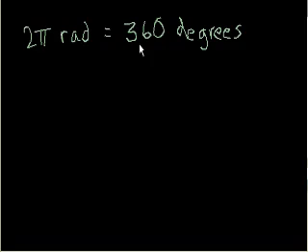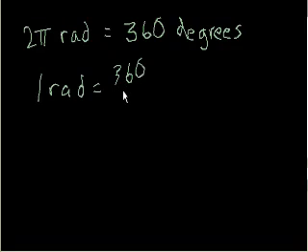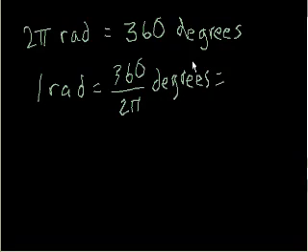So there, we have an equation that sets up a conversion between radians and degrees. So 1 radian is equal to 360 over 2 pi degrees, right? I just divided both sides by 2 pi, which equals 180 over pi degrees.